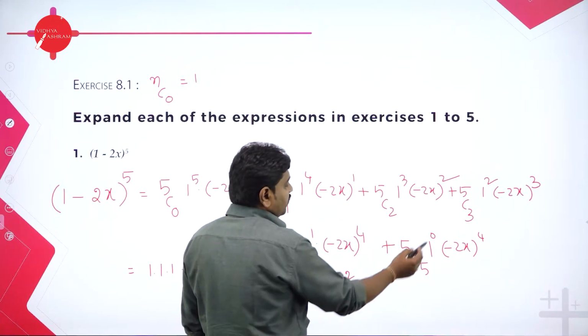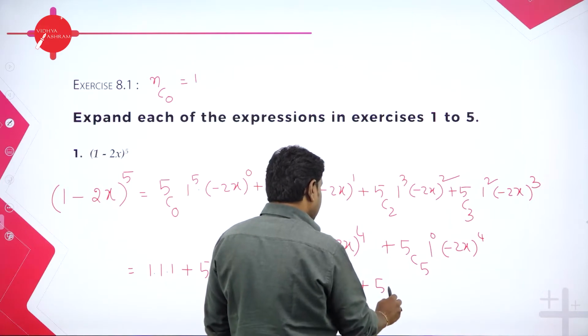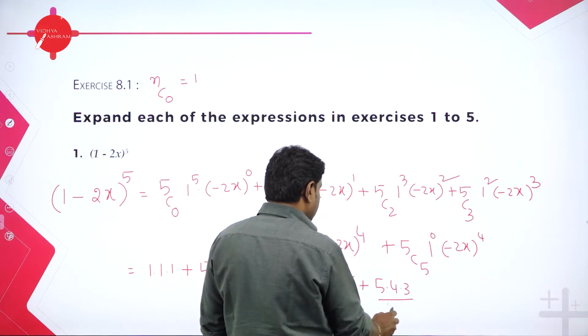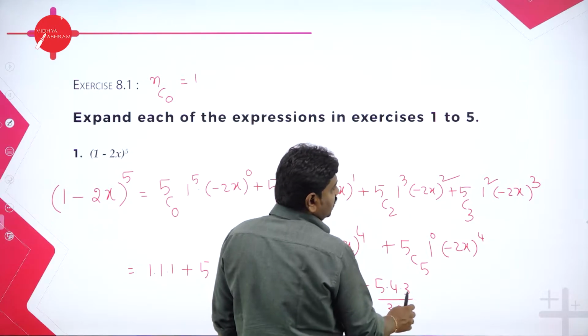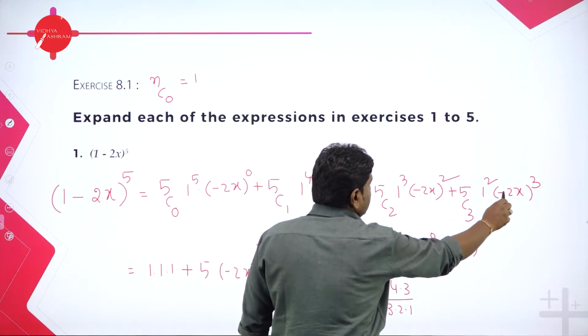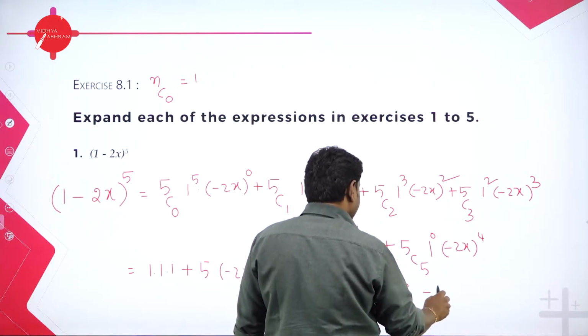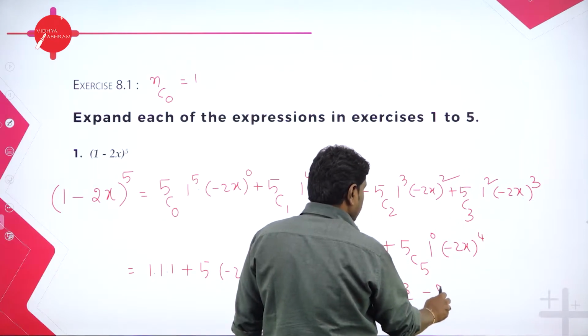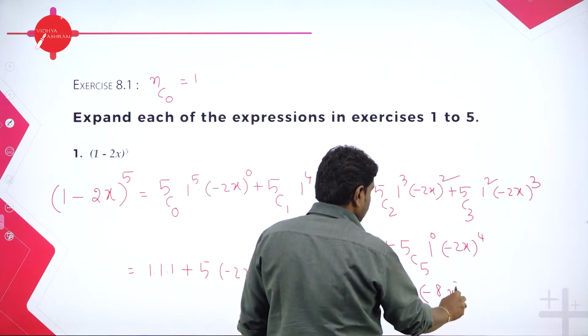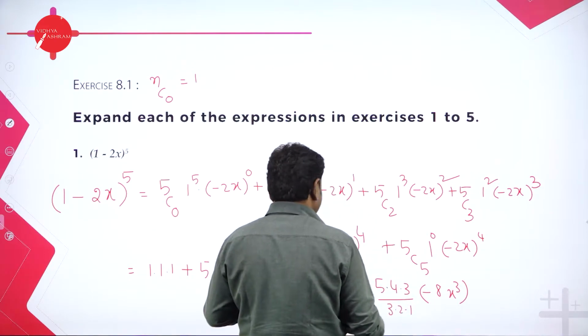Then plus 5c3. 5c3 means from 5, 3 terms: 5, 4, 3 divided by 3, 2, 1. And minus 2 cube. Minus 2 cube: minus power 3 becomes minus, and 2 cube is 2 into 2 into 2 is 8, into x cube. Then further 5c4.